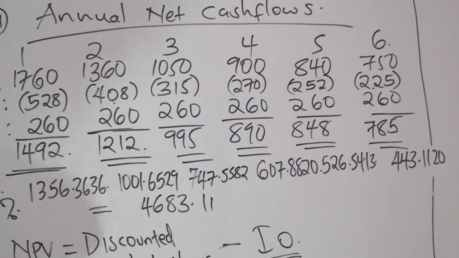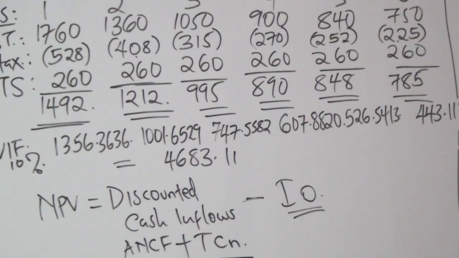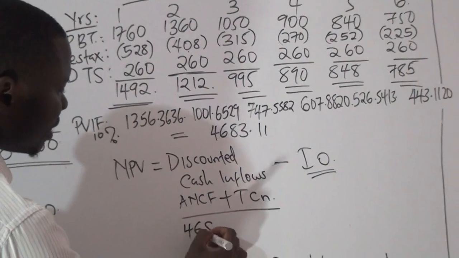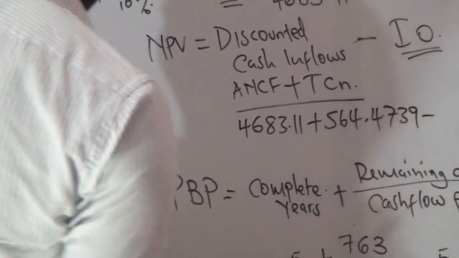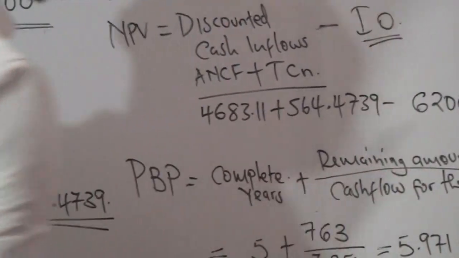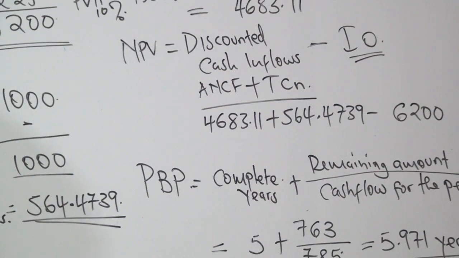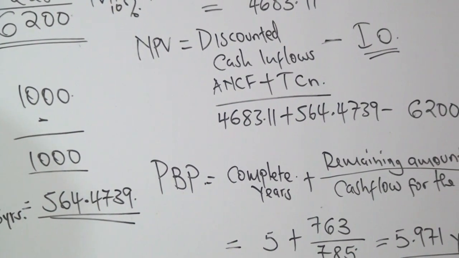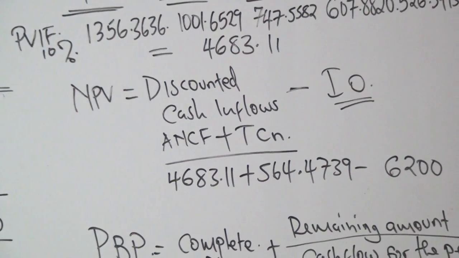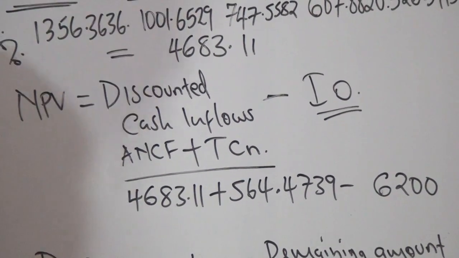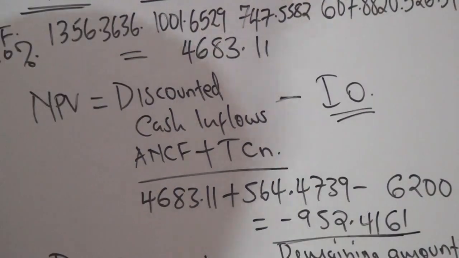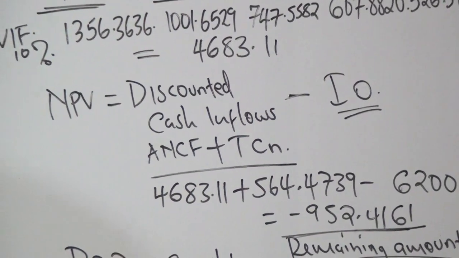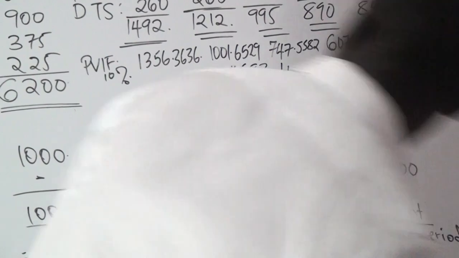So to get our NPV, we've said that we take the discounted cash inflows minus the initial outlay. So here we have our annual net cash flow of 4683.11 plus our terminal cash flow of 564.4739. Then we less our initial outlay of 6200. So in this case, our NPV will be 4683.11 plus 564.4739 minus 6200, which gives a negative of 952.4161. So we are done with part four of the question.